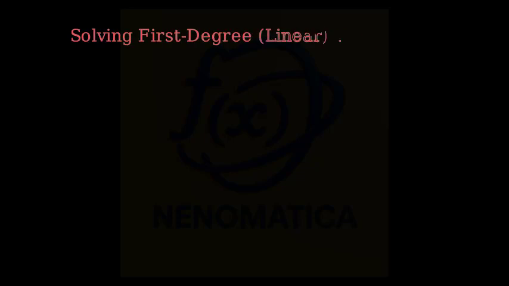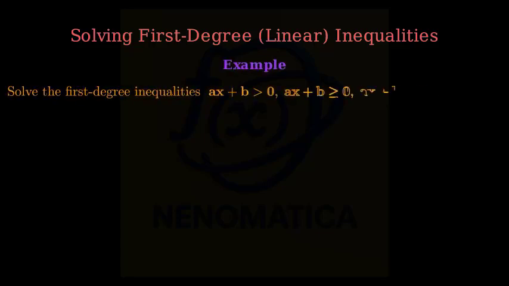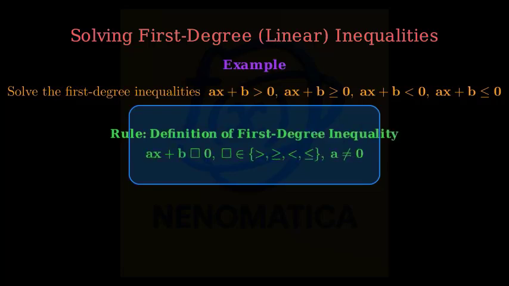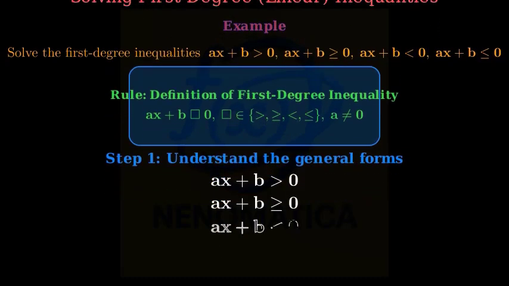In this lesson, we will solve and visualize first-degree inequalities in one variable. First, here is our example problem, highlighted in orange. Then we will show the formal definition box. Step 1. Understand the general forms. We list all four standard inequalities.